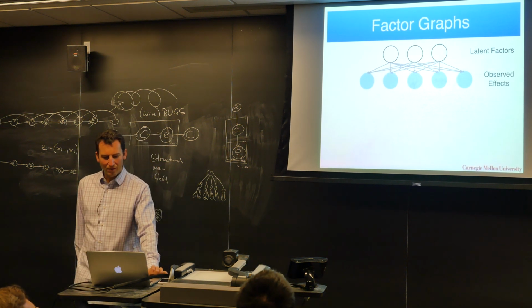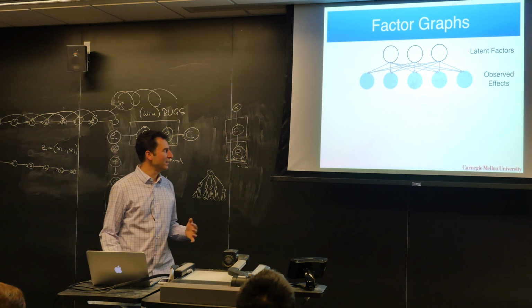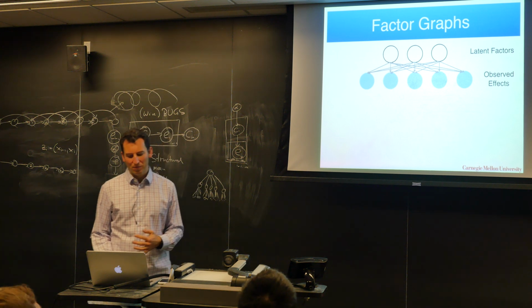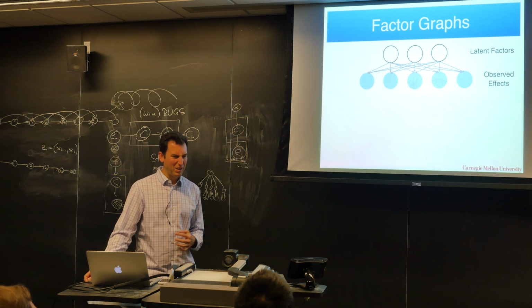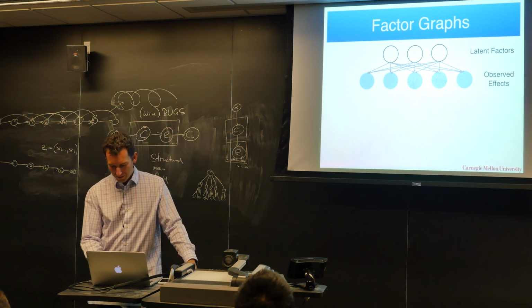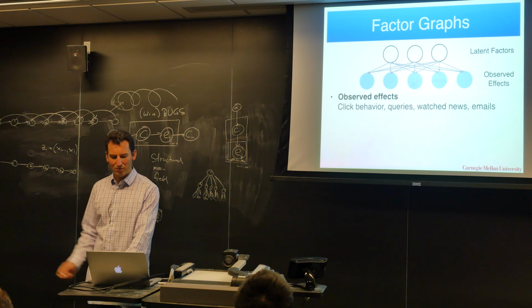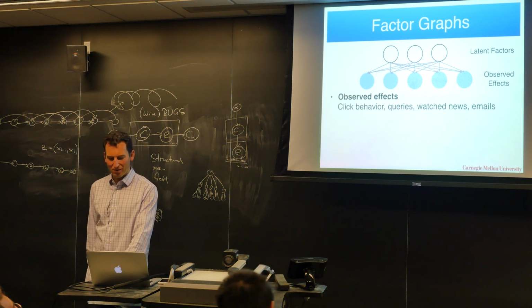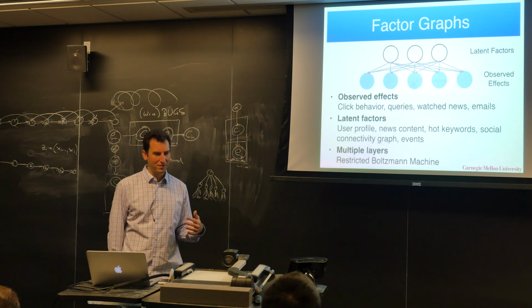Factor graphs. We've actually already seen this, right? What was the name of that model that Barnabas gave it? ICA, exactly. So I have latent factors, I have observed effects. Mind you, there's no reason why the number of latent factors needs to be smaller than the number of observed effects, right? But it makes inference a little bit easier if it is. You could, for instance, have observed effects, click behavior, queries, watch news, emails, and latent factors being user profile, what's going on in the news, what the hot keywords are, and so on.